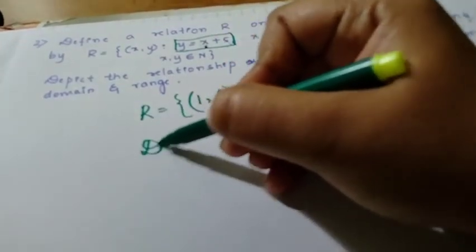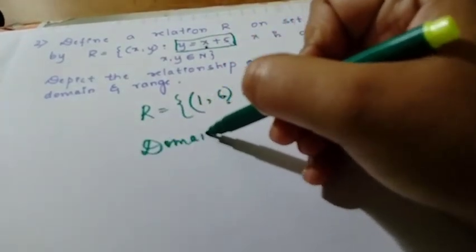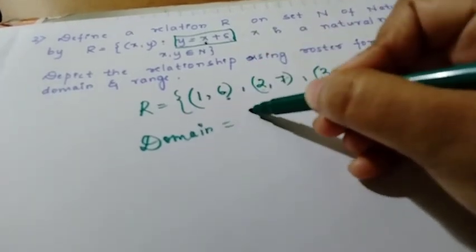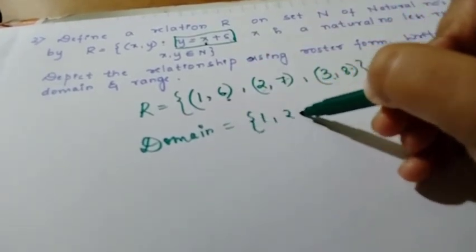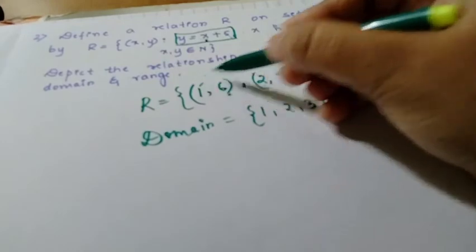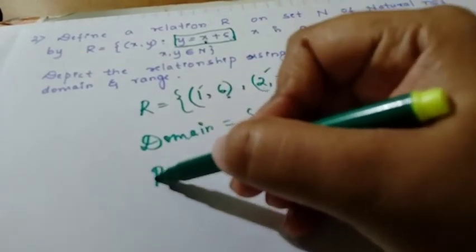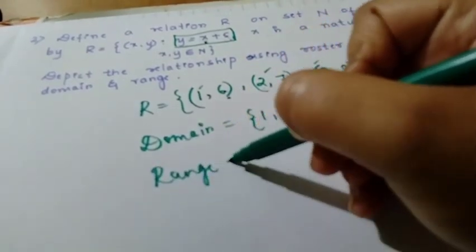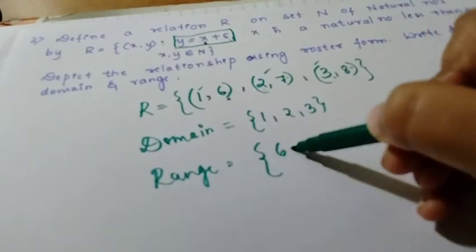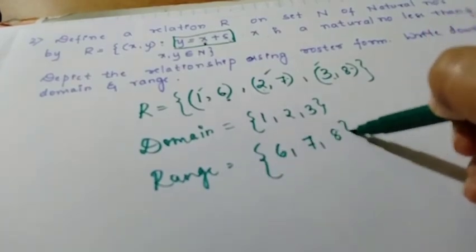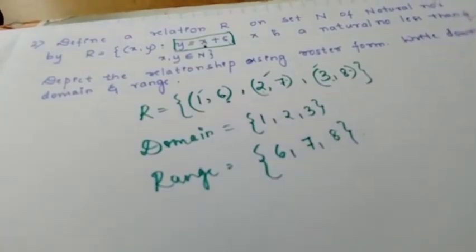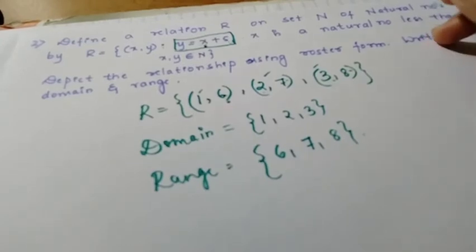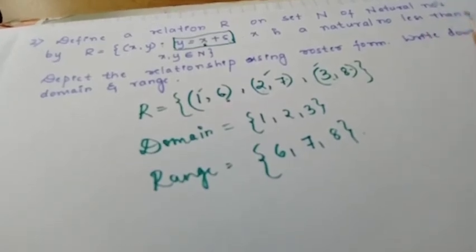Okay. So they have also told you to find the domain. So domain will be equal to the set of all first elements: 1, 2 and 3. Range will be equal to what? Set of all second elements. So it is equal to 6, 7 and 8. Okay. Hope it is clear. So this is the second example.